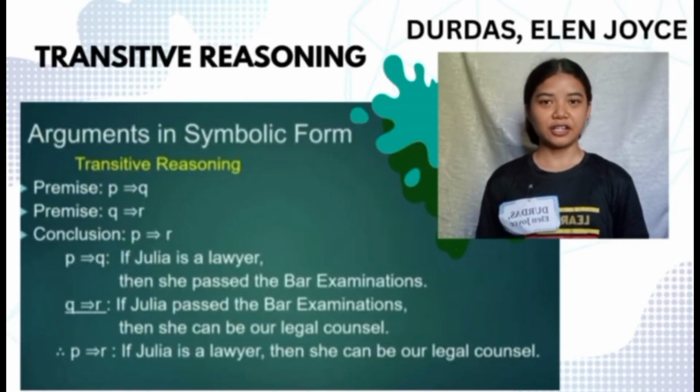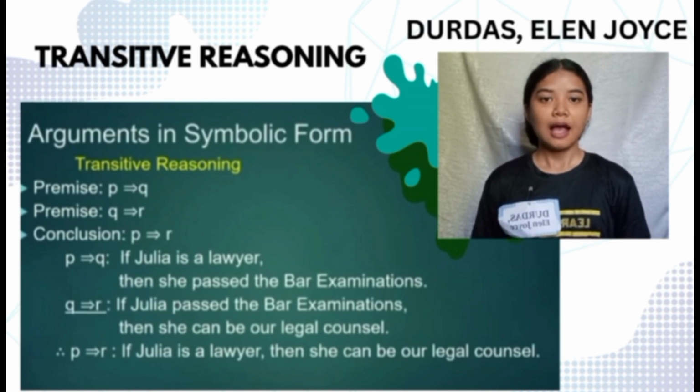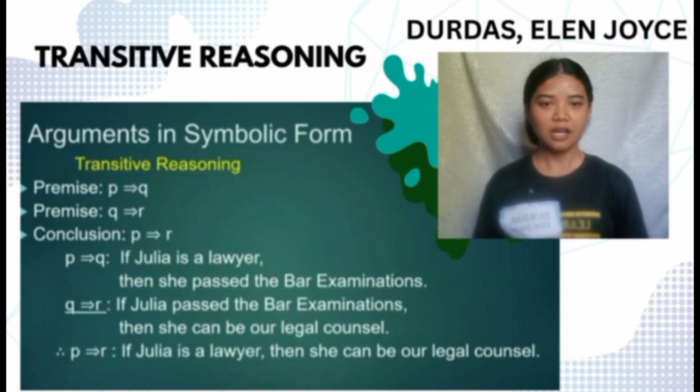Another form of reasoning. Premise: P implies Q. Second premise: Q implies R. Conclusion: P implies R. And this is transitive reasoning. Example, P implies Q: if Julia is a lawyer, then she passed the bar examinations. Q implies R: if Julia passed the bar examination, then she can be our legal counsel. Therefore, P implies R: if Julia is a lawyer, then she can be our legal counsel.